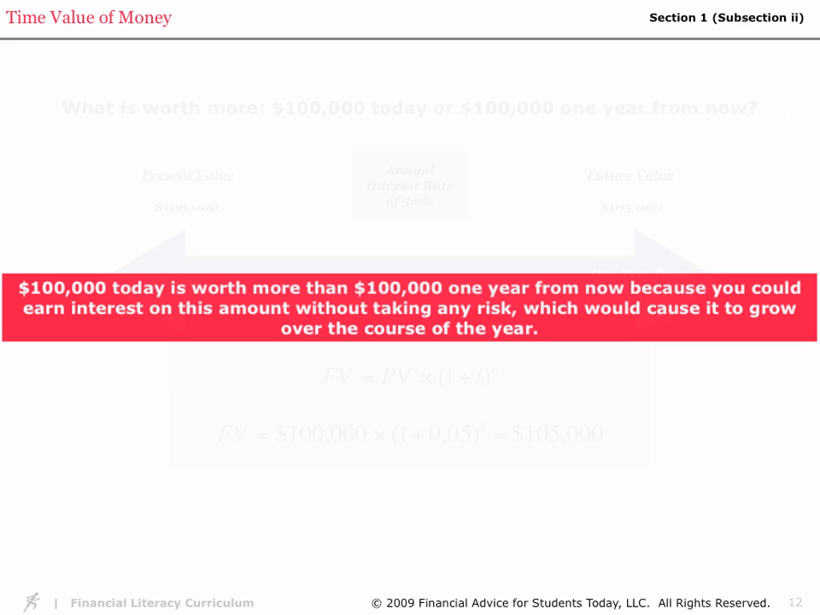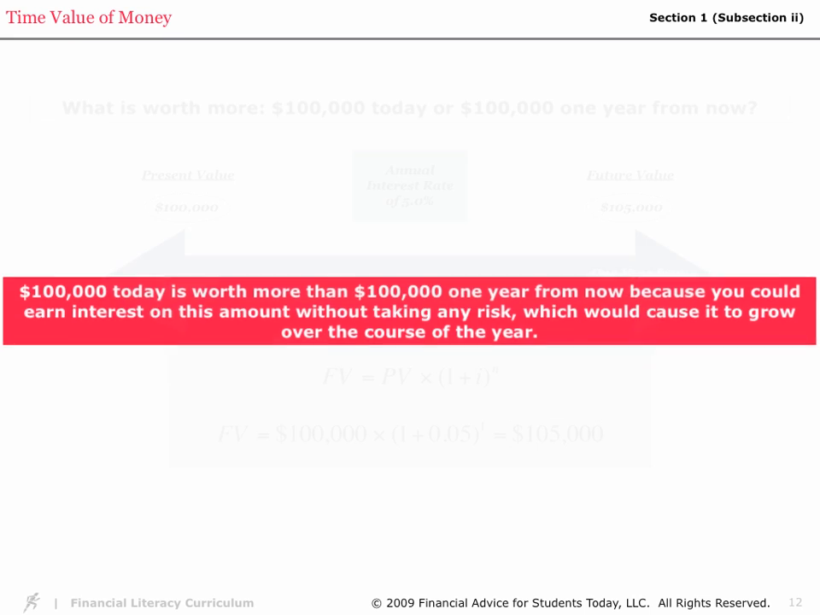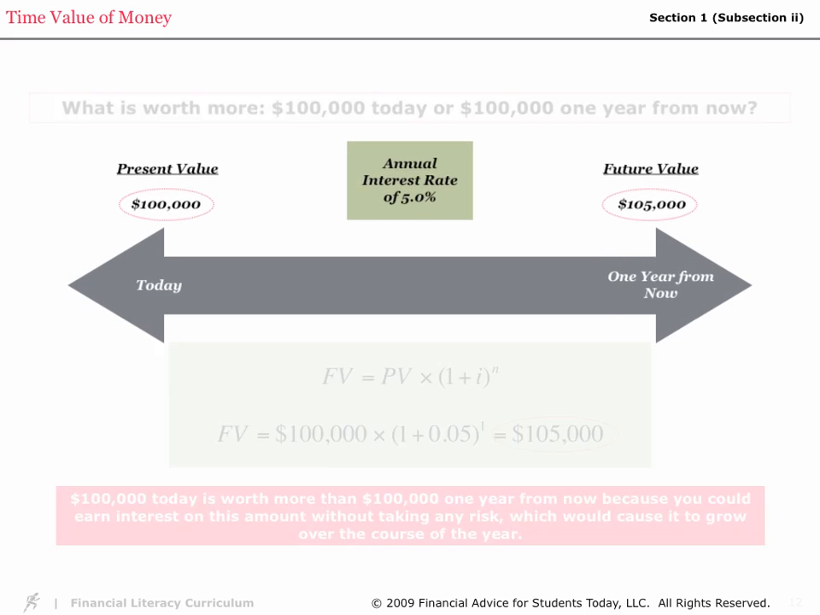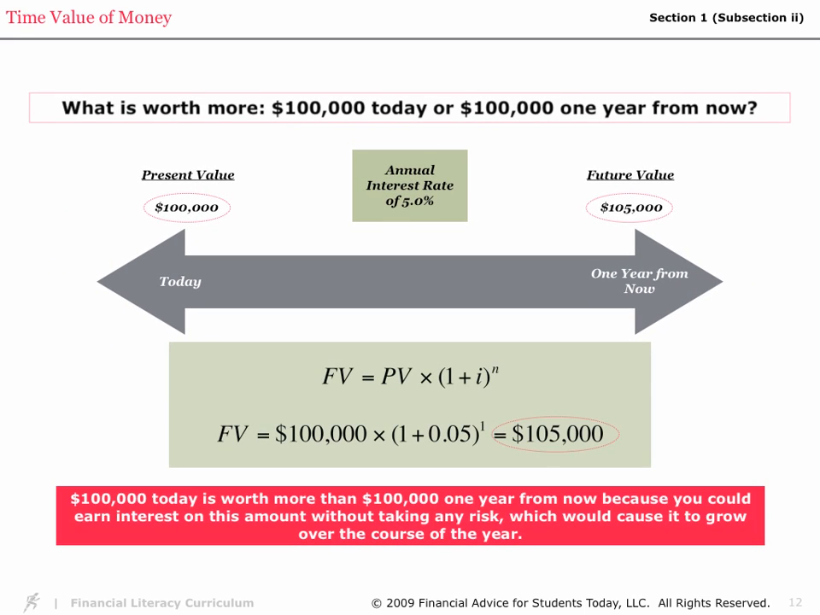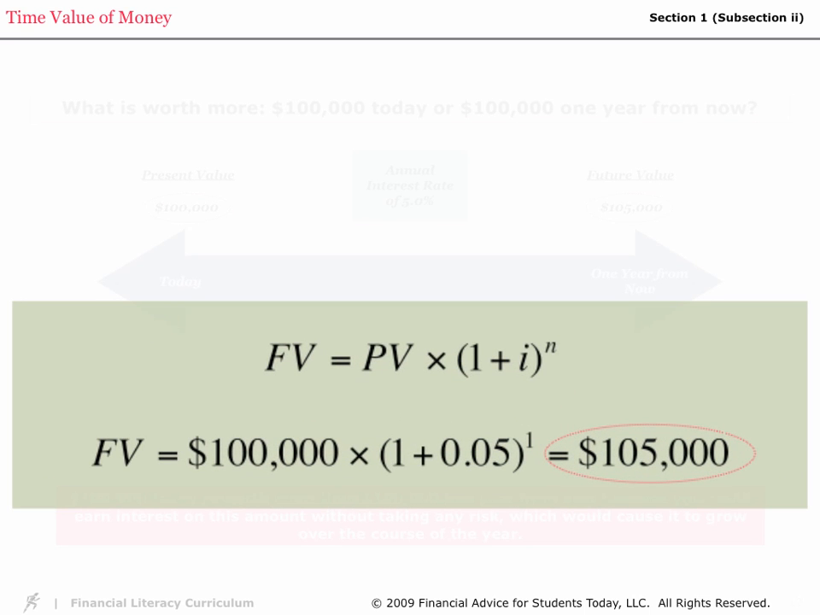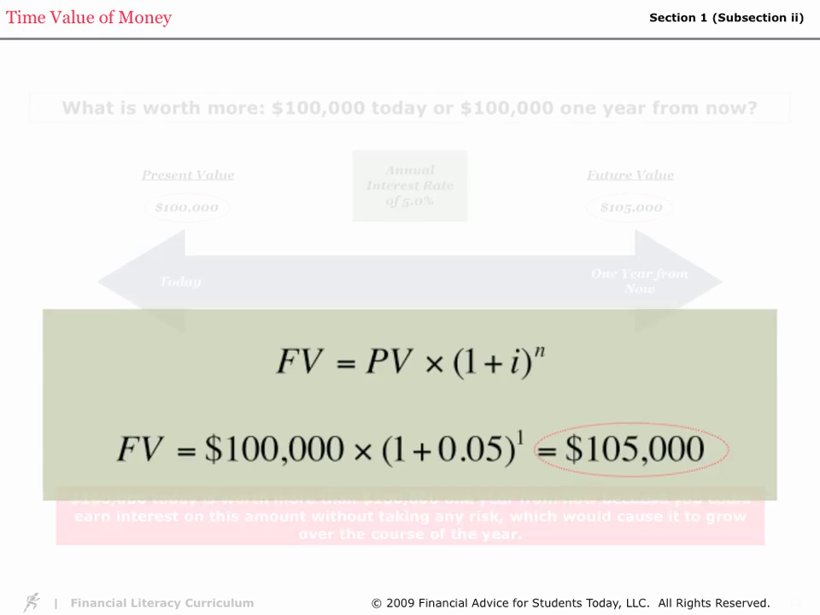This concept demonstrates that a dollar today is worth more than a dollar in the future because it is guaranteed that this dollar can earn interest in a bank account. This example assumes an annual interest rate of 5%, which would imply a future value for the account after 1 year of $105,000. The formula to calculate a future value is shown, with I representing the interest rate and N the number of years.